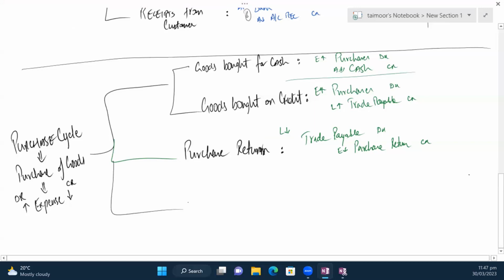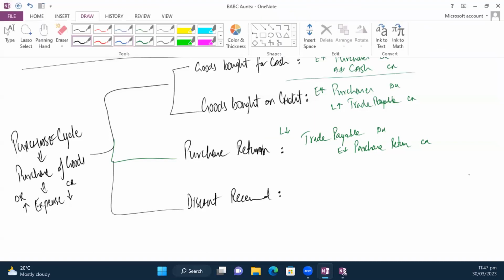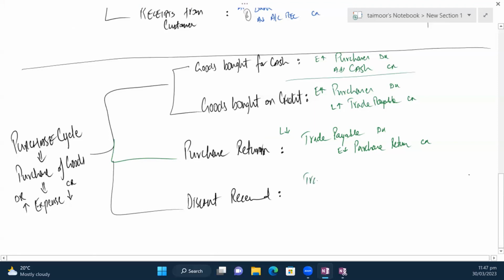discount received, when you are receiving discount. Okay. So the entry for this would be trade payable debit, discount received credit.